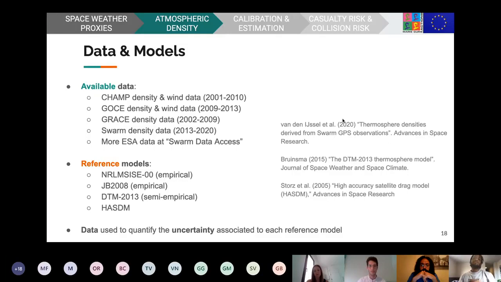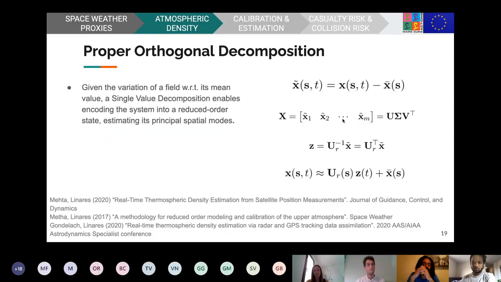Therefore, we are looking for an efficient way of propagating the state of the atmosphere and therefore of the satellites. So to do this, we propose a proper orthogonal decomposition to reduce the degrees of freedom of the system. You can think about the density as a dense grid around the Earth, in which we have to build a reduced order field in which we are able to then propagate the behavior of the density.